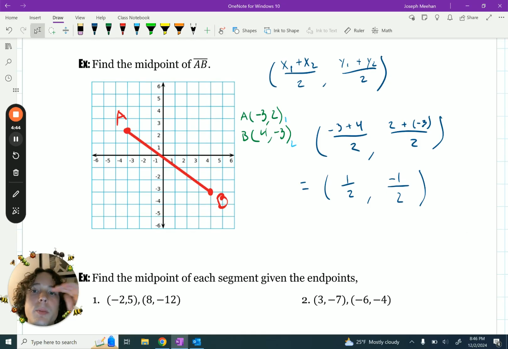So what's the midpoint of AB? Well, it's (1/2, -1/2), and if we wanted to graph that, it's about right there. And doesn't that look like it's about the midpoint, right? Making these two segments congruent.